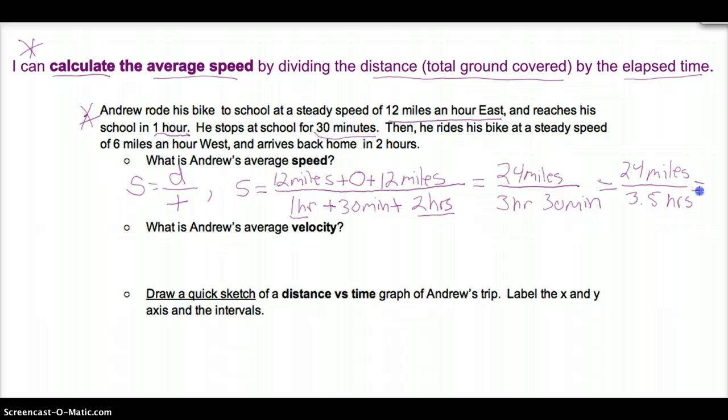Now if I go ahead and calculate this, what I should get is 6.9 miles per hour. So this here would be my average speed.